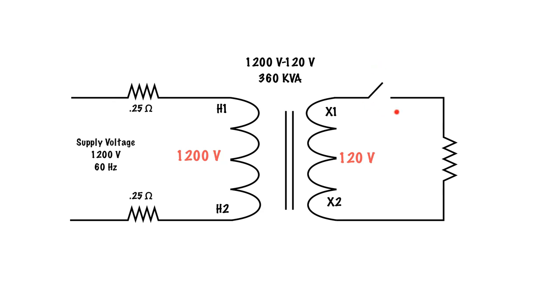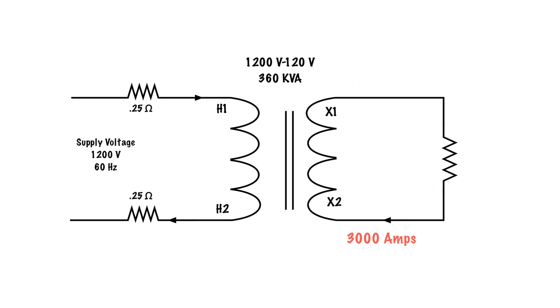Now we're going to close this switch, and that's when things are going to start getting a little crazy. We're going to say that this load will cause maximum current to flow in the secondary. If we want to figure out what maximum current is, we can take 360,000 divided by 120 volts, and that will be the rated current. We do that, and we end up with a current of 3,000 amps. So we have 3,000 amps flowing in the secondary at this point.